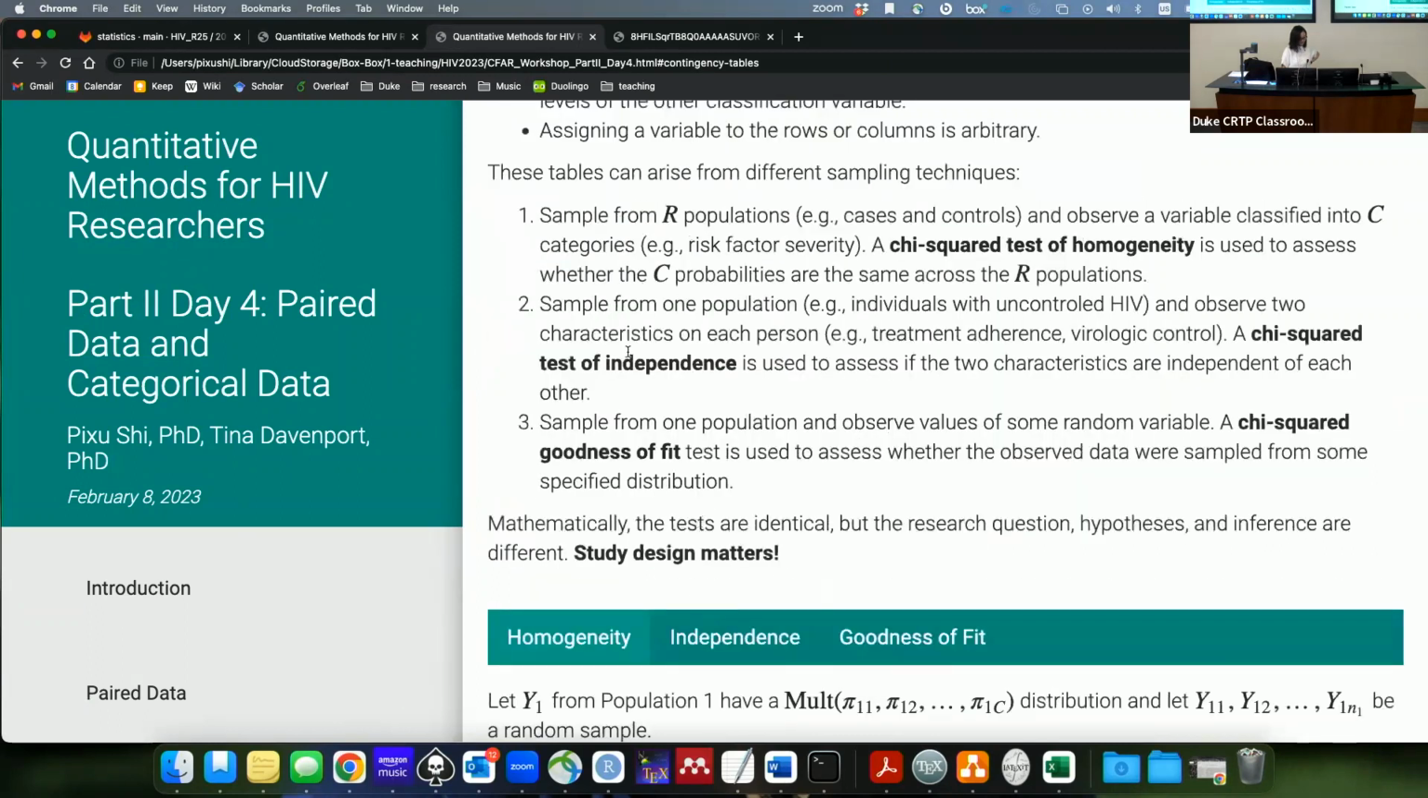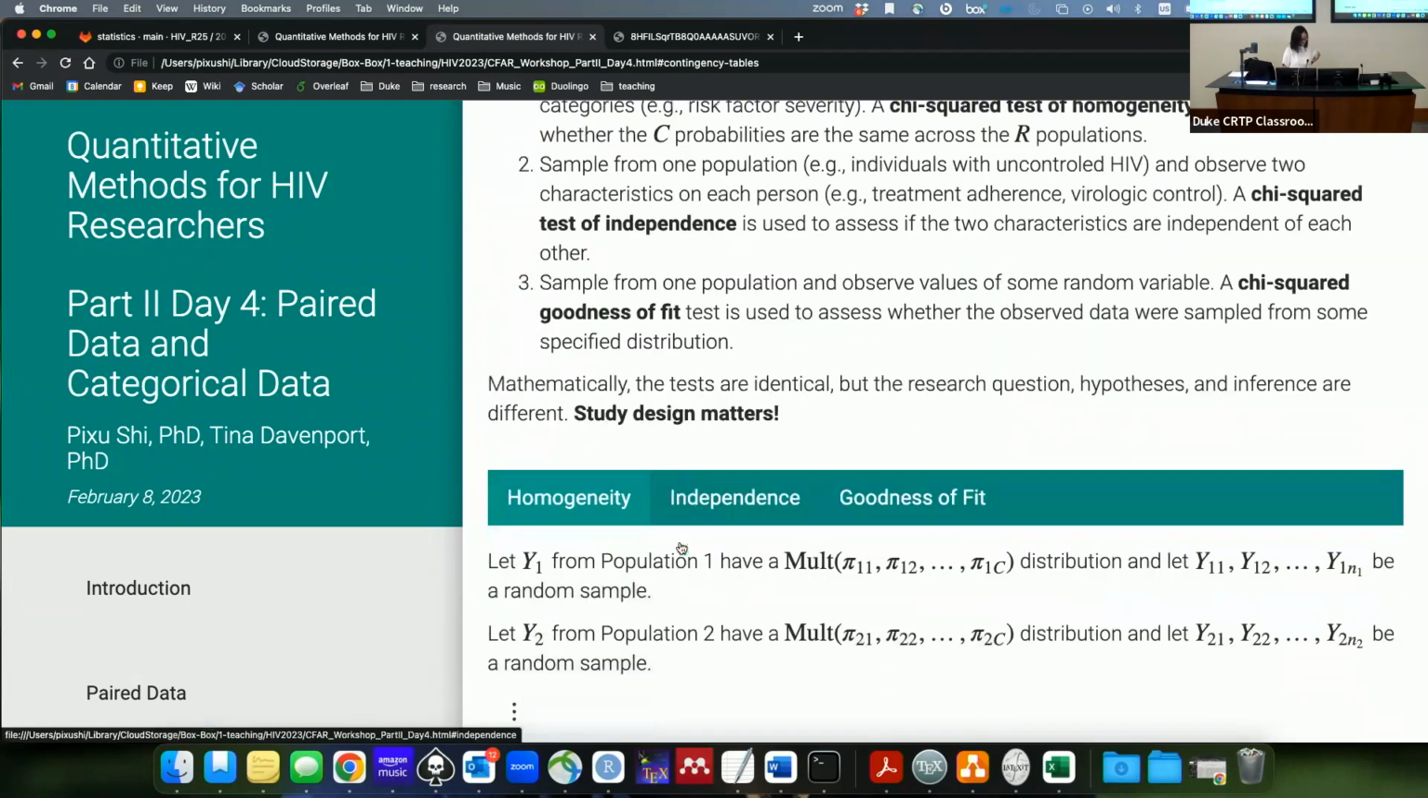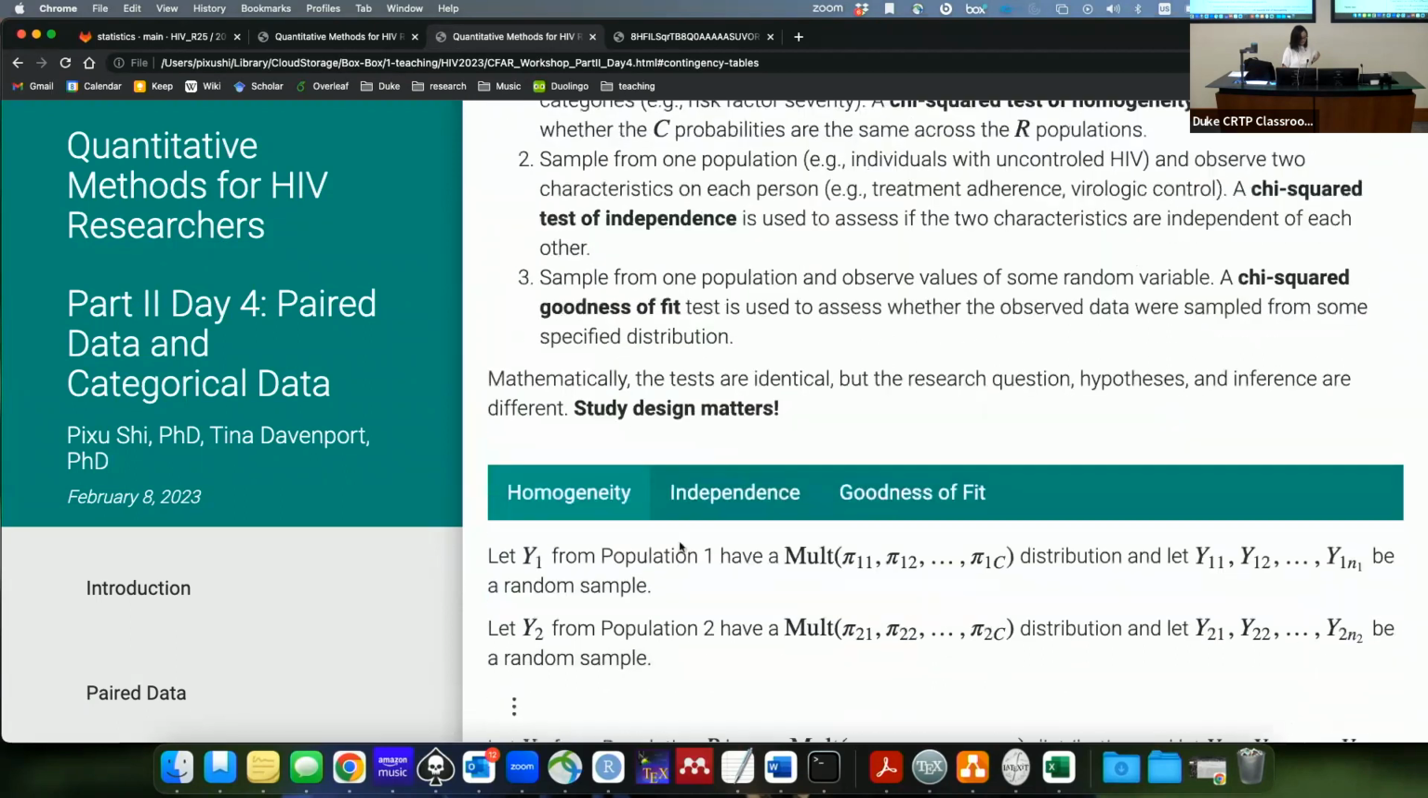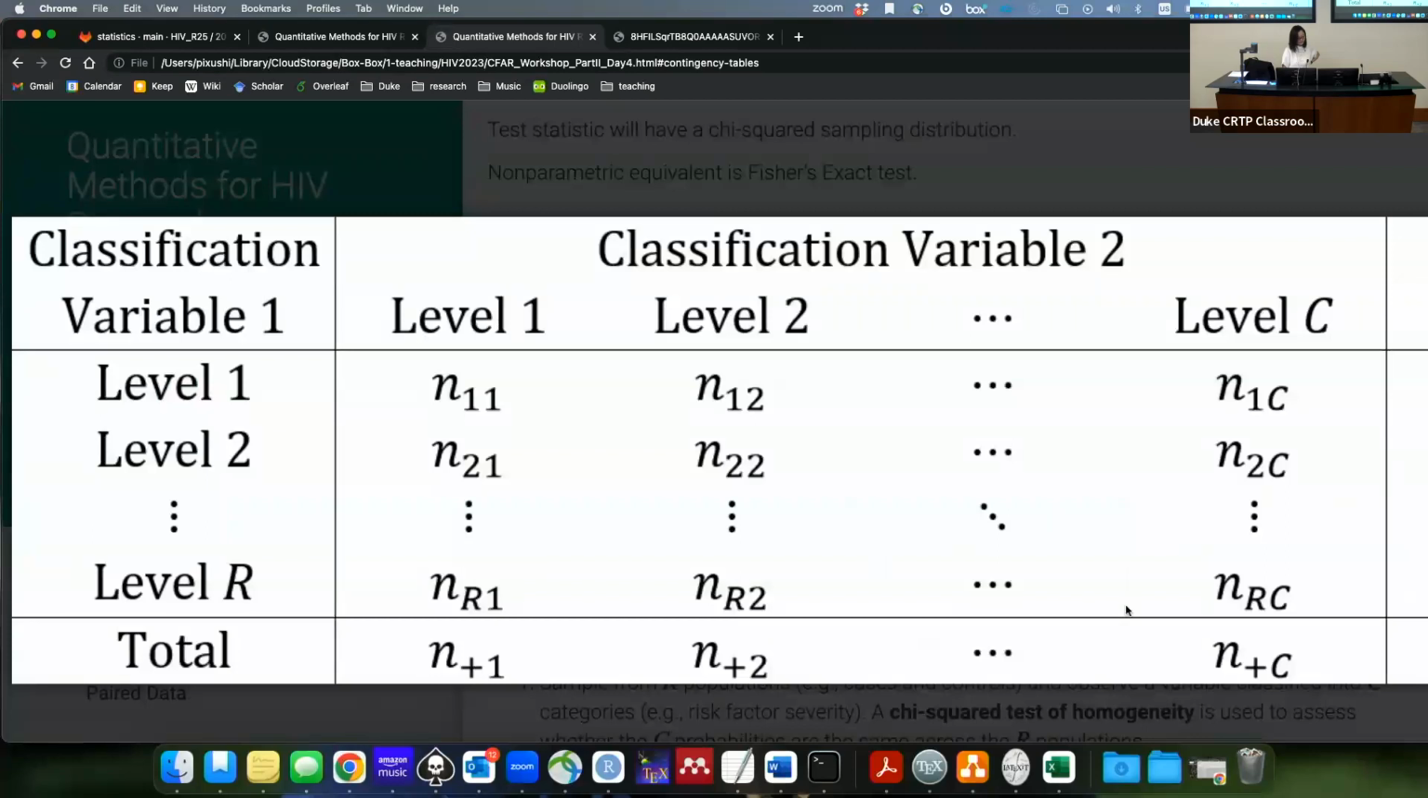The philosophy of all of these tests is actually the same. It's going to look at the counts in these tables and compare to what you would expect to observe in the contingency table under the null hypothesis. If your null hypothesis is that all of the columns have the same distribution, you would expect the counts of those columns to be similar, and you will compare your observed value with the expected value. If those two values are very different, you reject the null.